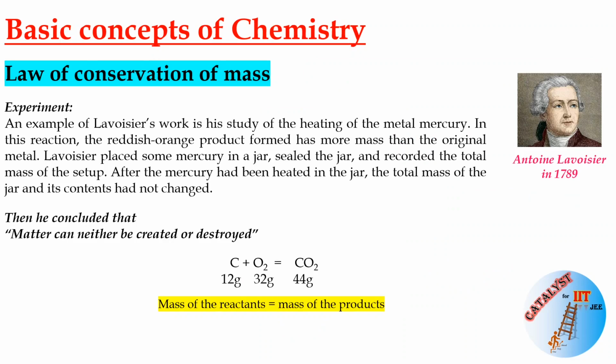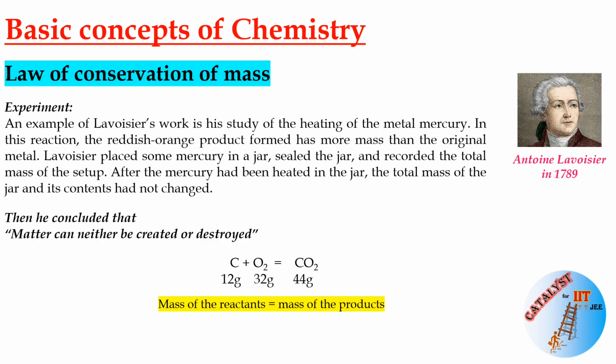Now first, the law of conservation of mass. Conservation of mass means that you are conserving the mass, so the mass is not going to change. Now what experiment did Antoine Lavoisier do? He first saw that when you heat the metal mercury, it forms a reddish orange product. Okay, that clearly tells you that when you heat mercury, you get some different product, which is generally the reaction of mercury with aerobic oxygen, and the mercury gets oxidized to form this reddish orange product.